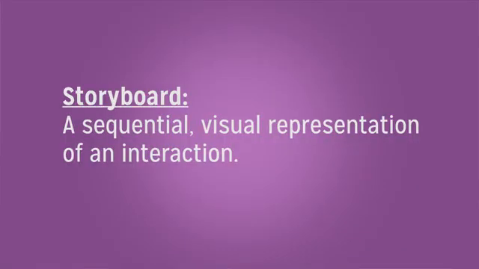A storyboard is a sequential visual representation of an interaction. A comic strip is a storyboard. It tells a story visually in a sequential order. In the film industry, storyboards are used to plan out where the elements will be in the frame, how the frame moves, and provides a feel for the scene. They do this before investing in costumes, props, cinematography, effects, and editing.